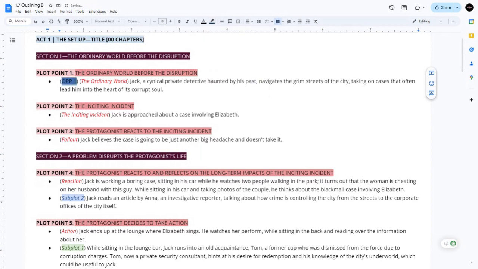Let's make it boo, ba doo, boo, boo. No, wait, we already have that color. Let's just do this. Boop. All right. So this is the original plot point 1.